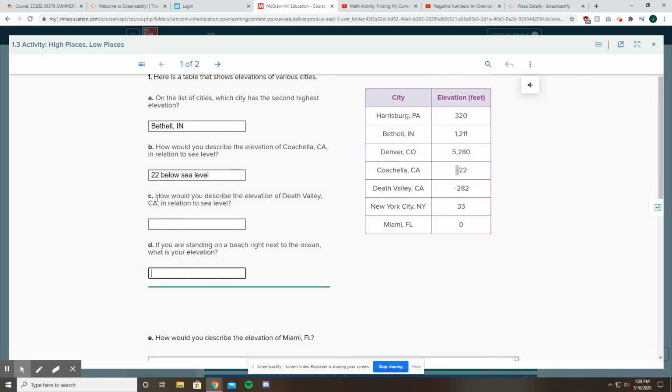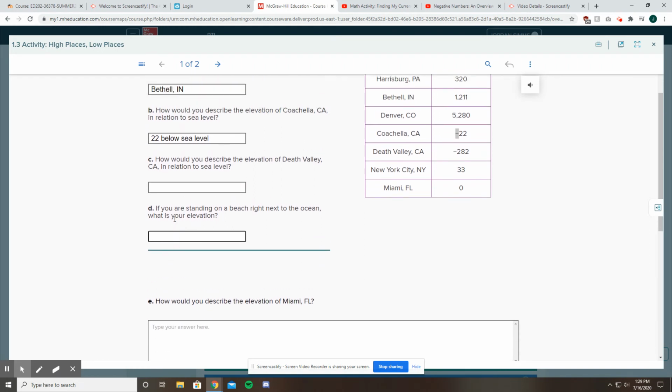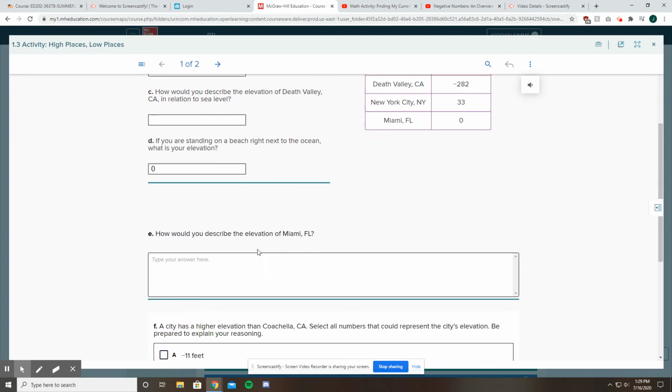And then C is very similar to B, so I'm not going to go over that. That's going to be on you. D asks, if you're standing on a beach right next to the ocean, what is your elevation? As we've discussed before in class, if we're standing on a beach right next to the ocean, what is your elevation? Well, guess what? You're at sea level, and sea level is 0. Pretty simple.